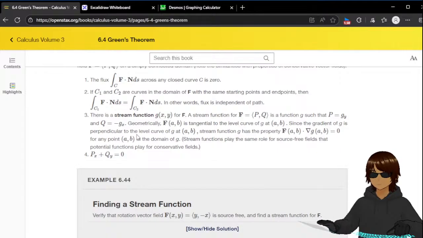Since the gradient of g is perpendicular to the level curve of g at (a, b), the same function g has the property that F(a, b) times the gradient of g is equal to 0 for any point (a, b) in the domain of g.